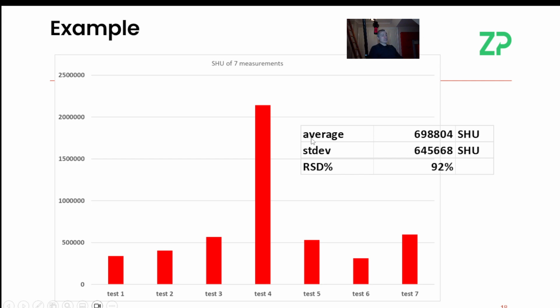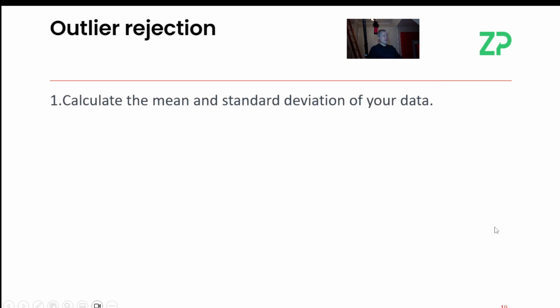Just to say that the average for this particular chili, based on the 7 results with chili powder, was about 698,804 Scoville heat units. Its standard deviation was about 645,000 Scoville heat units. So therefore, the relative standard deviation is, I want to say off the scale, but it's 92%. It's really very variable, and it's really all skewed by this particular guy in the middle, test number 4. Can we reject number 4?